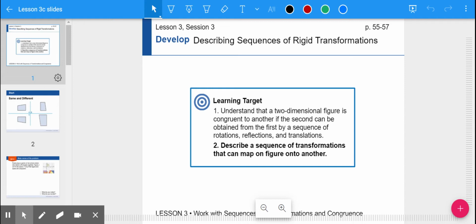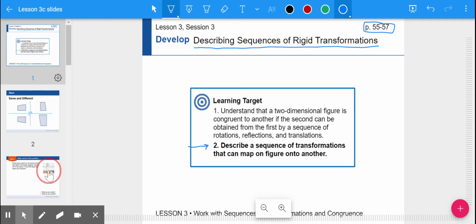Well, this is lesson 3, session 3, so lesson 3C, if you want to put it that way, on describing sequences of rigid transformations. So we're continuing with sequences of rigid transformations, but now we're going to describe them. This is on pages 55 through 57 in your book. Our 2 learning targets are listed below, but the one I really want to focus on is the second one, being able to describe a sequence of transformations that can map one figure onto another.